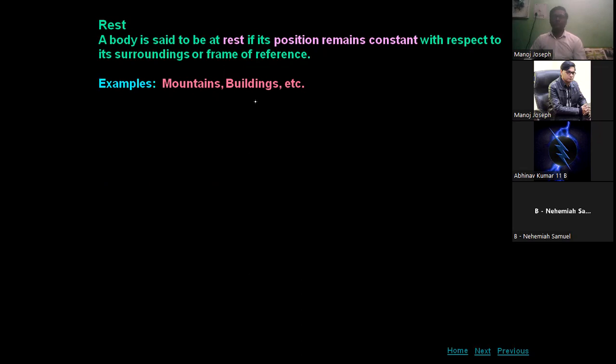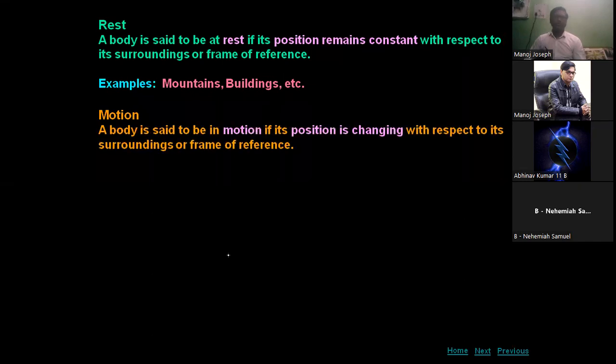But if you see from the moon or from another planet, it will appear to move along with the rotational motion and the circular motion of the earth. So no object in the universe is at rest. We just consider the object at rest. I will explain it in the coming slide.